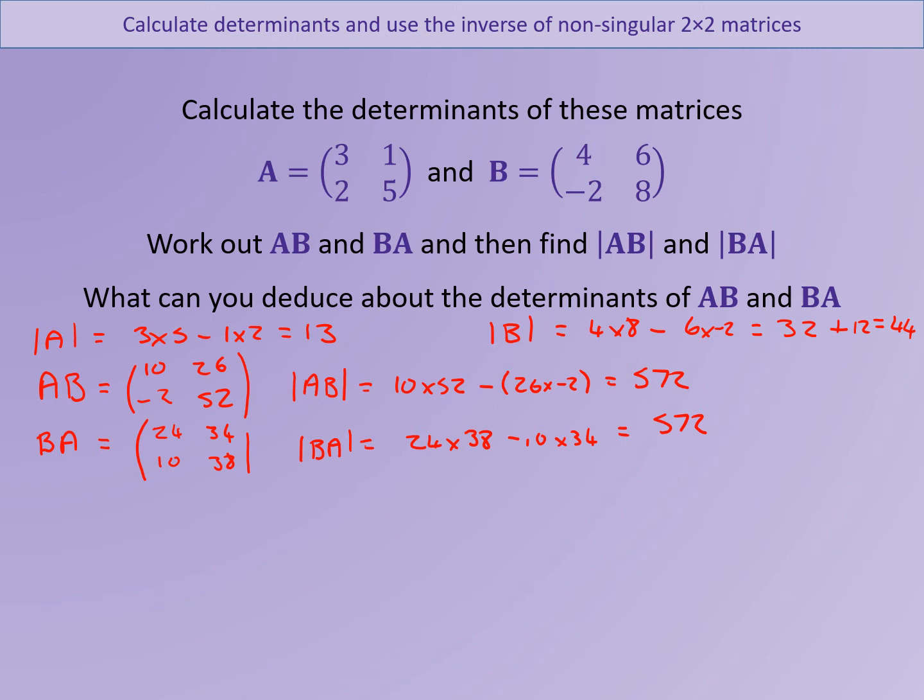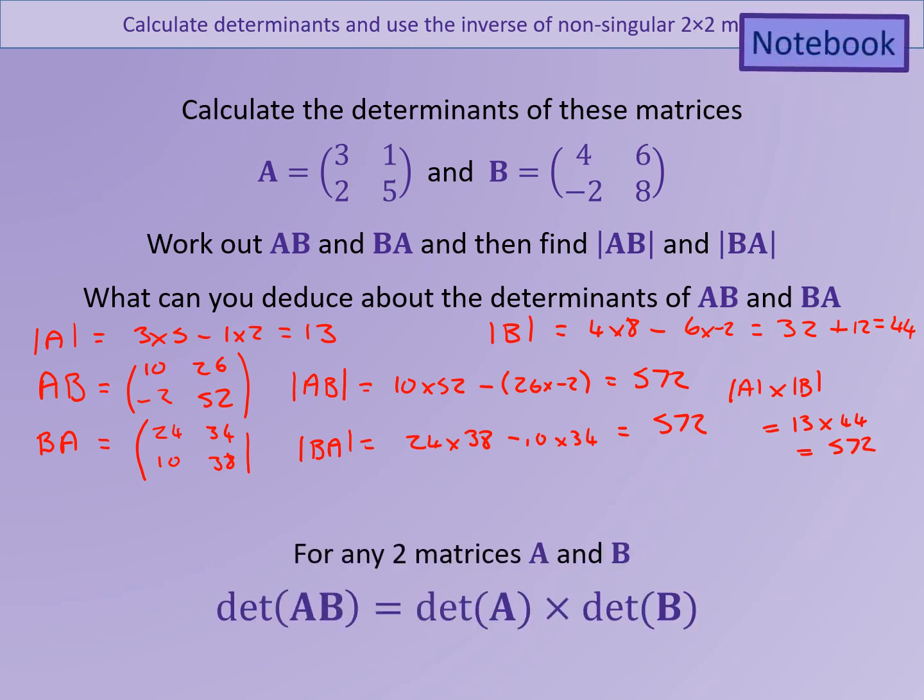You may also have spotted a link between the determinant of A and the determinant of B and these 2 determinants. If we calculate the determinant of A times the determinant of B, in this case, we get 13 times 44, which is also 572. So that leads us to the rule that for any two matrices, the determinant of the product of those two matrices, AB or BA, is the same as the two determinants multiplied together separately, determinant of A times determinant of B.